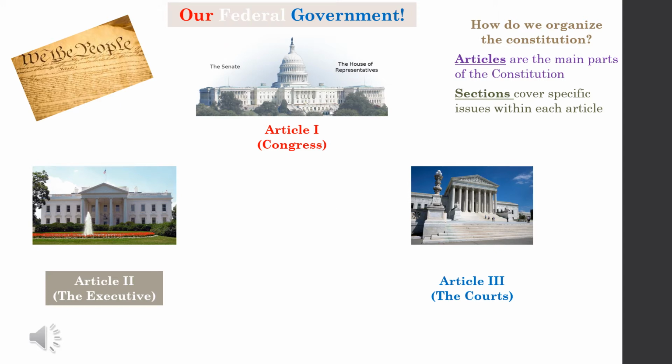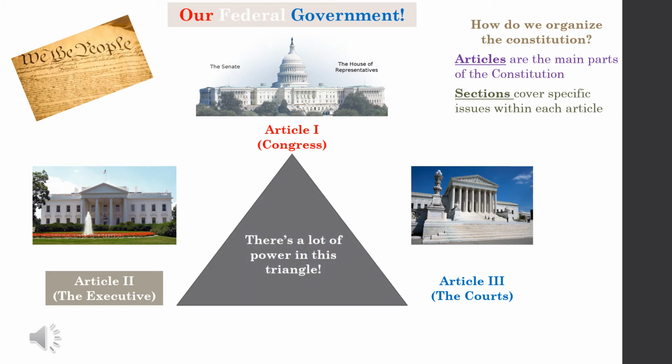Whoa, wait a minute. There's a lot of power in this triangle. I thought the whole purpose of the Constitution was to create a limited form of government. So now the founders have to answer this question. How do we keep our federal government from going beyond our consent? Well, to do this, we're going to have to rely on separation of powers. And to learn about that, let's go to the next slide.